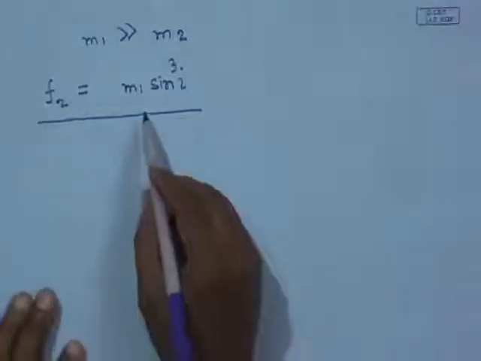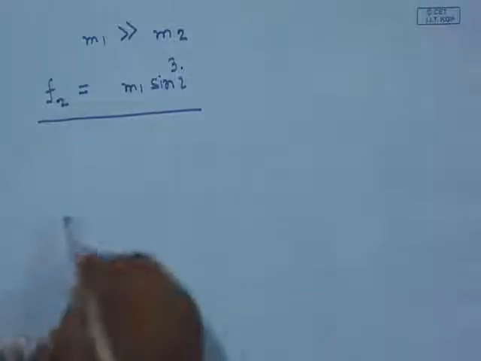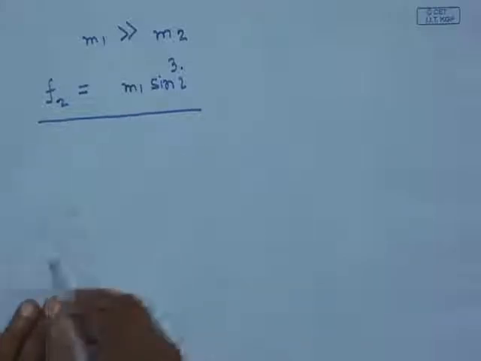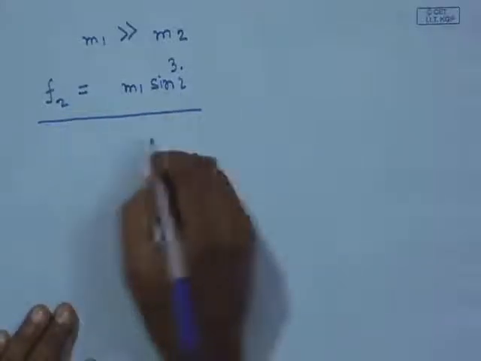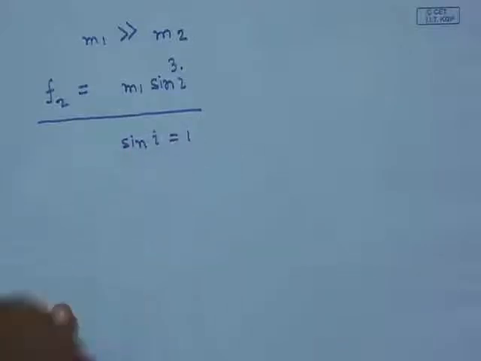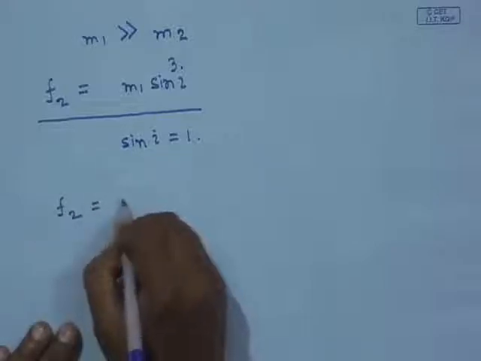And this does not tell us the mass of the heavier object directly, but it gives us a lower limit, because of sin I. So, if sin I is 1, which is the largest value it can have, then f2 is directly equal to m1.